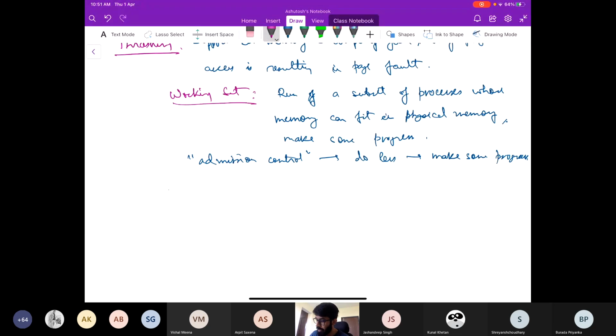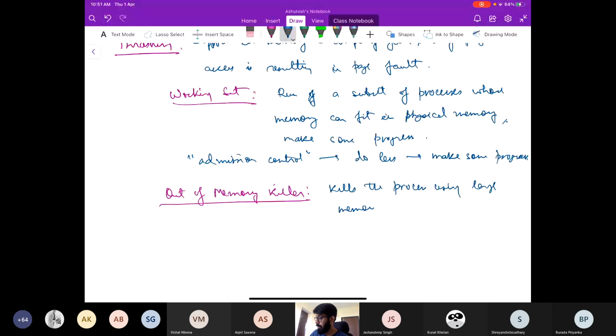And the other idea is the out of memory killer. It just kills the process using large memory. There is a small problem with this: maybe other processes were relying on this process, so they will not work either.